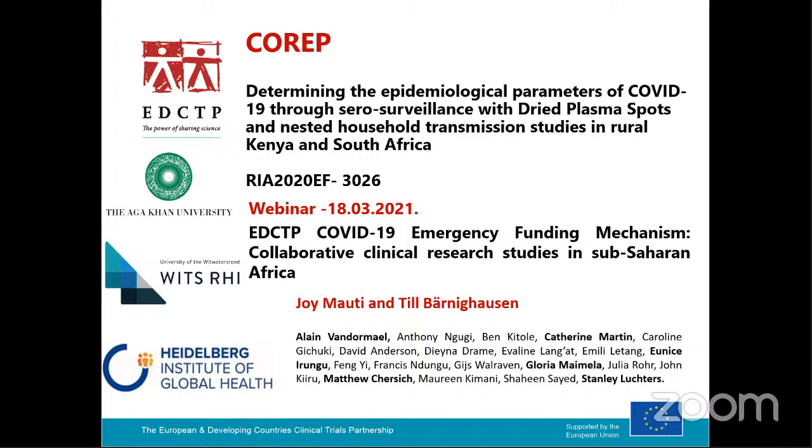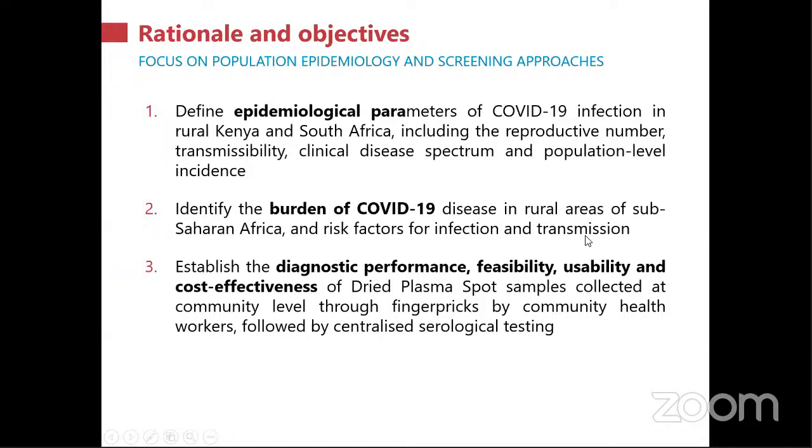So our overarching aims are threefold. We want to define the epidemiological parameters of COVID-19 infection in rural Kenya and South Africa, including those that you would imagine: transmissibility, clinical disease spectrum, population level incidence. This is a longitudinal project. And we also want to quantify the burden of COVID-19 disease and risk factors for infection and transmission.